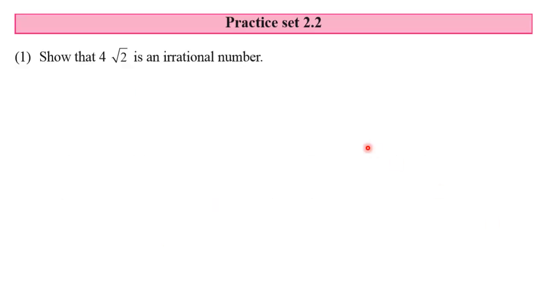So we are going to start practice set 2.2 now. First question: show that 4 root 2 is an irrational number. It is very simple to solve this, as we have seen in solved examples. We are going to solve this by using indirect proof. That means whatever is given, we are going to say that it is wrong. So we start with: suppose 4 root 2 is a rational number, and then we are going to get a contradiction. Okay, so let us start.